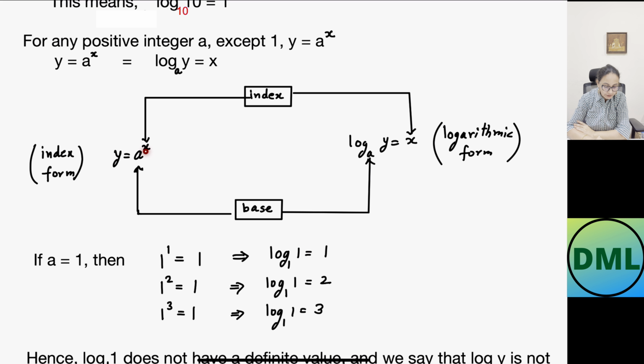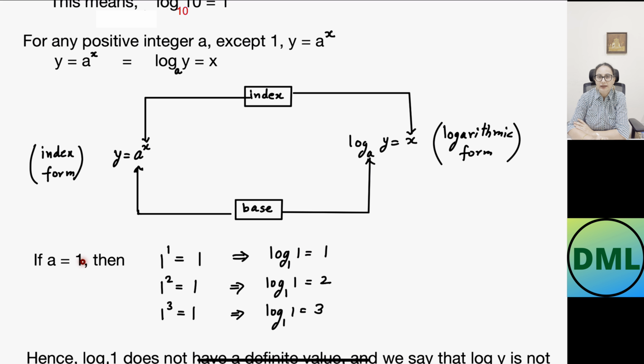y is equal to a to the power x is the index form. When you change it to the logarithmic form, this a becomes the base of the logarithm, and this power becomes the answer, and you are taking the logarithm of this value y. This will be written as log a of y is equal to x. a will become the base of the logarithm, you are taking the logarithm of the value y, and your answer will be equal to x.